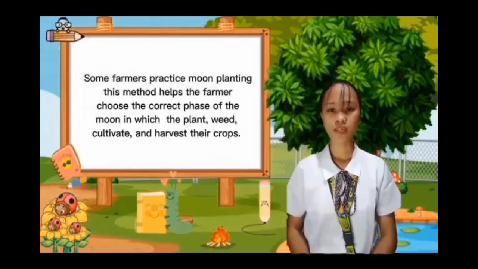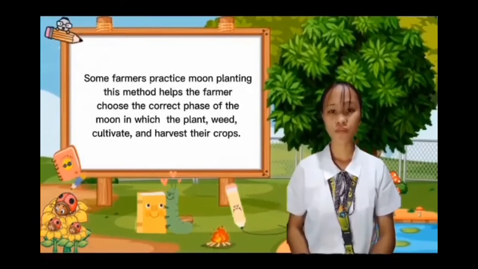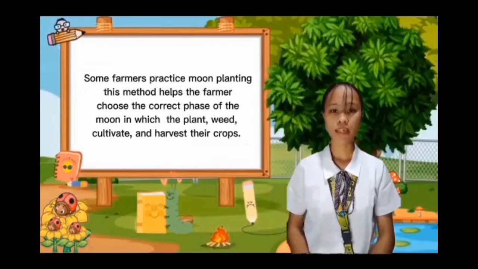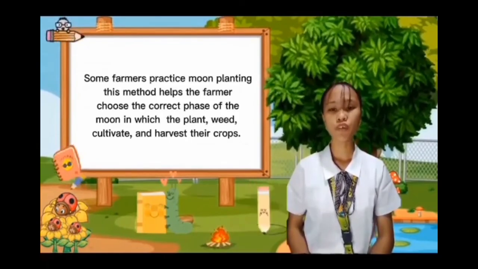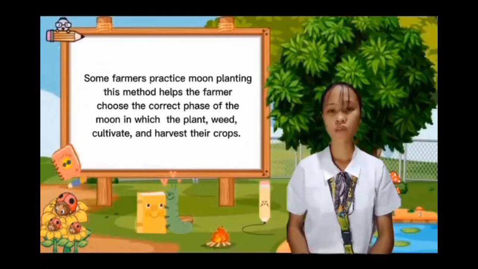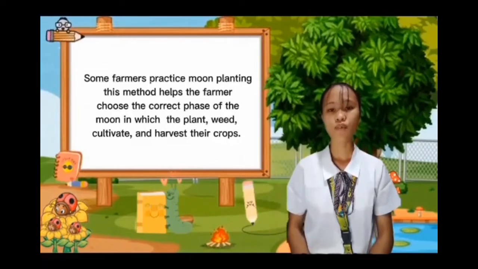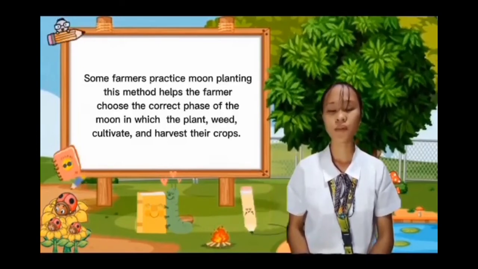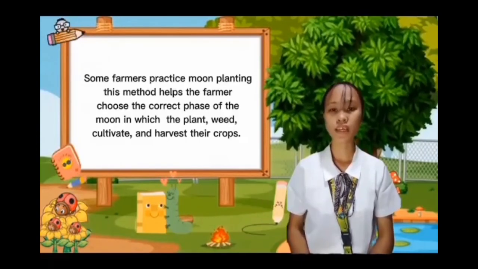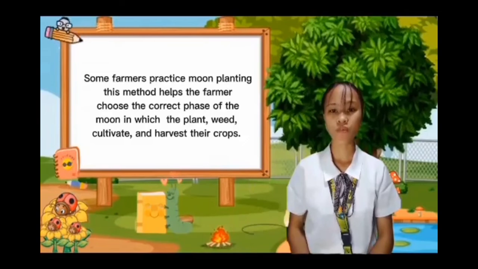Some farmers practice moon planting. This method helps the farmer choose the correct phase of the moon in which to plant, weed, cultivate, and harvest their crops. During a full moon, the combined gravitational pull of the moon and the sun enhances the gravitational pull, and that's why planting crops during a full moon works. Some farmers believe that the moon's spirit helped them have a bountiful harvest. They do not know that they are doing a very scientific way of planting.